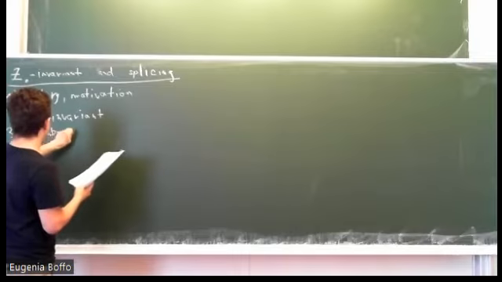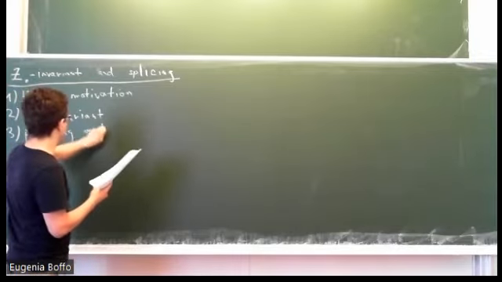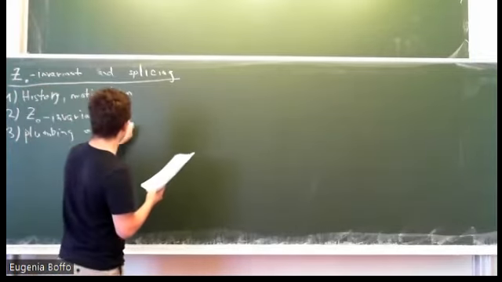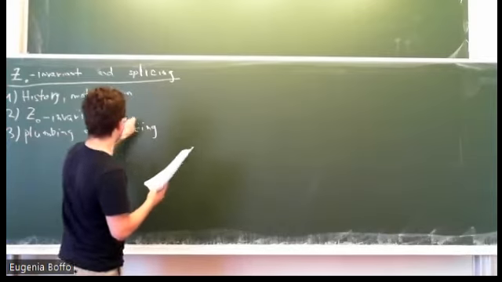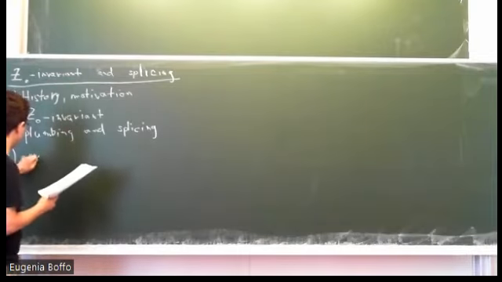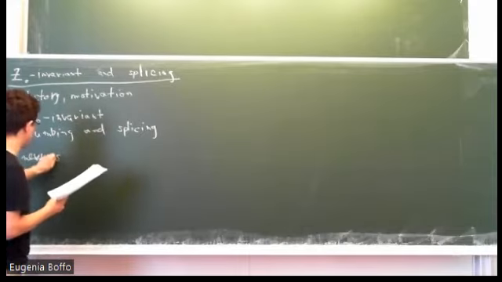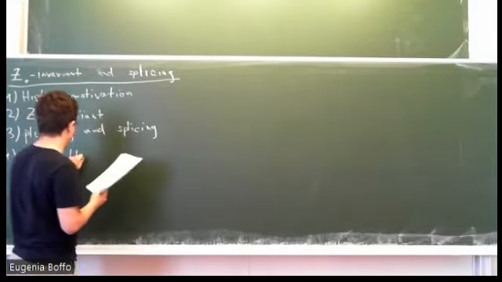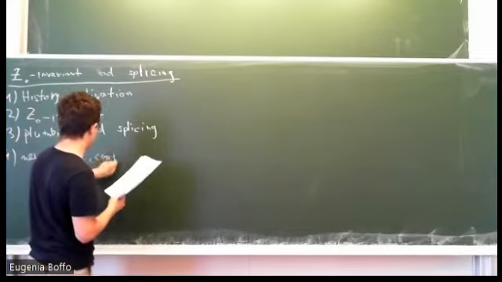Then I will talk about plumbing and splicing. Those are some classical constructions in three-dimensional topology. So this is a 3D invariant. And finally, I will present some new results and conjectures.